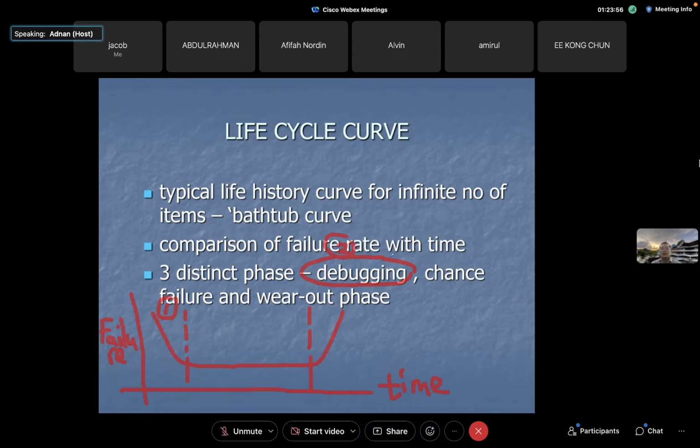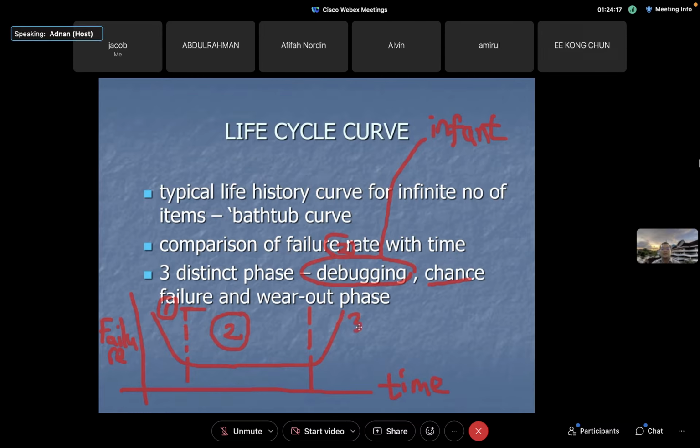Infant, like a child, the baby stage. So that is the infant mortality phase. The second phase, we call it chance failure phase, and the third phase is the worn out phase.